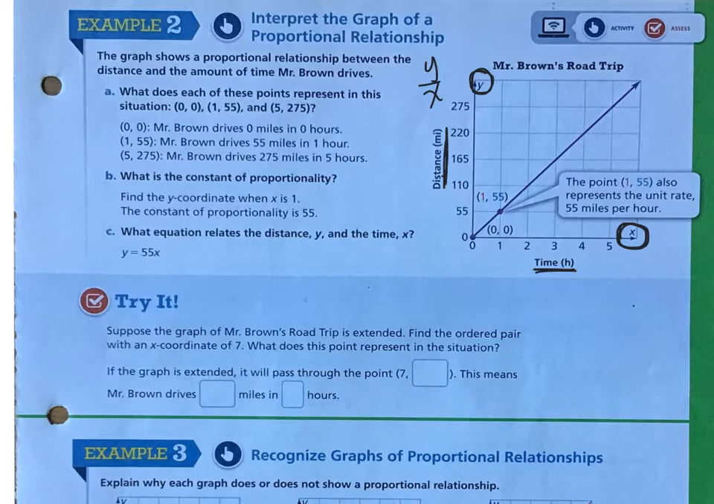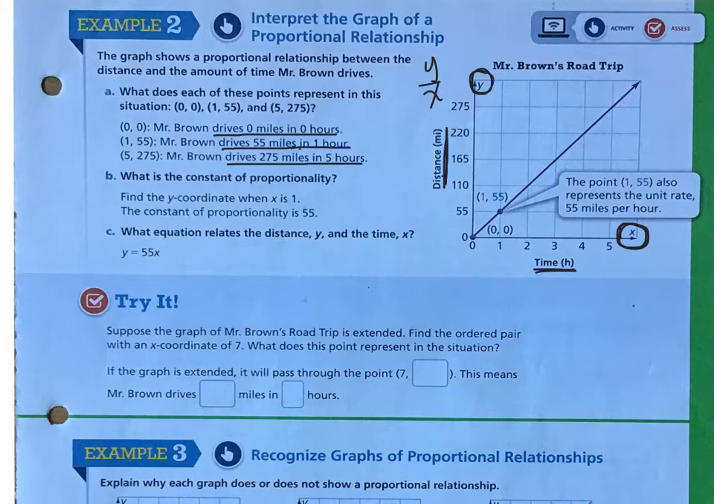So the point 0, 0 means Mr. Brown drives 0 miles in 0 hours. The point 1, 55 indicates that Mr. Brown drives 55 miles in 1 hour. And the point 5, 275 means that Mr. Brown drives 275 miles in 5 hours.